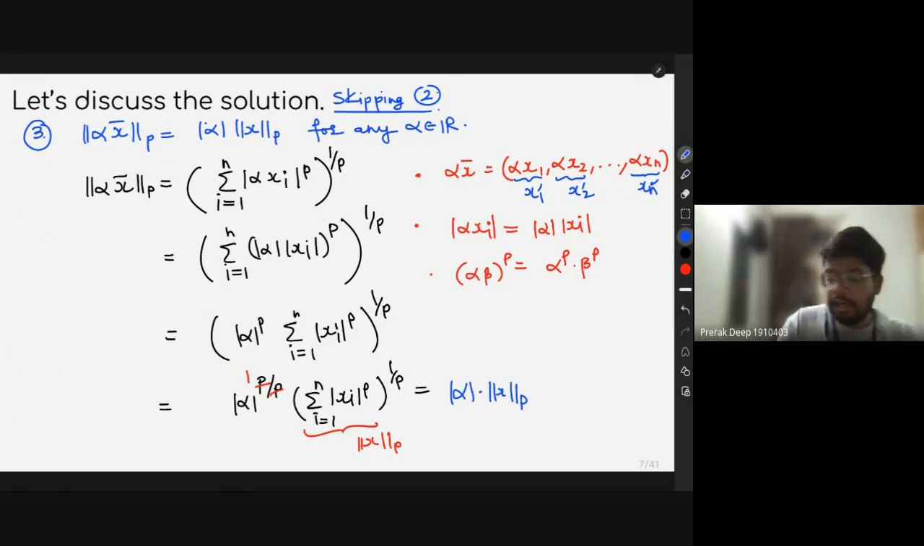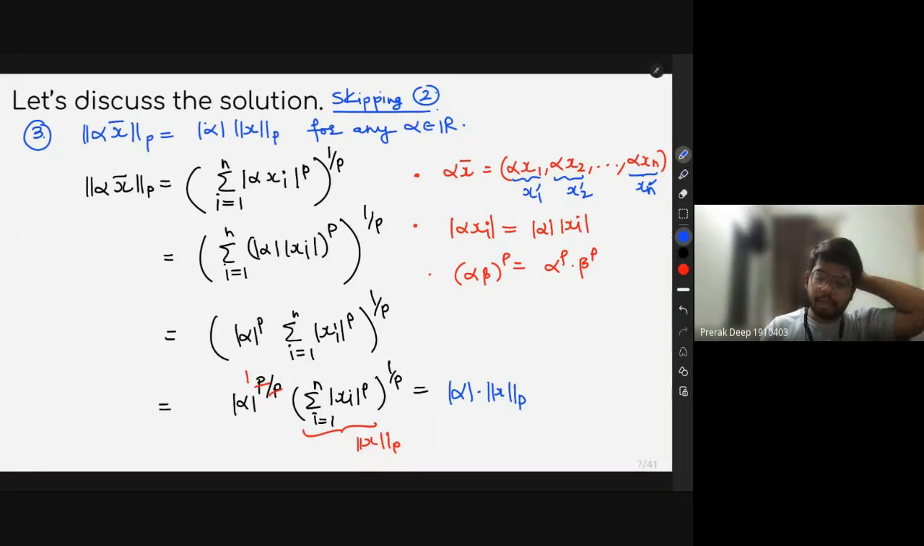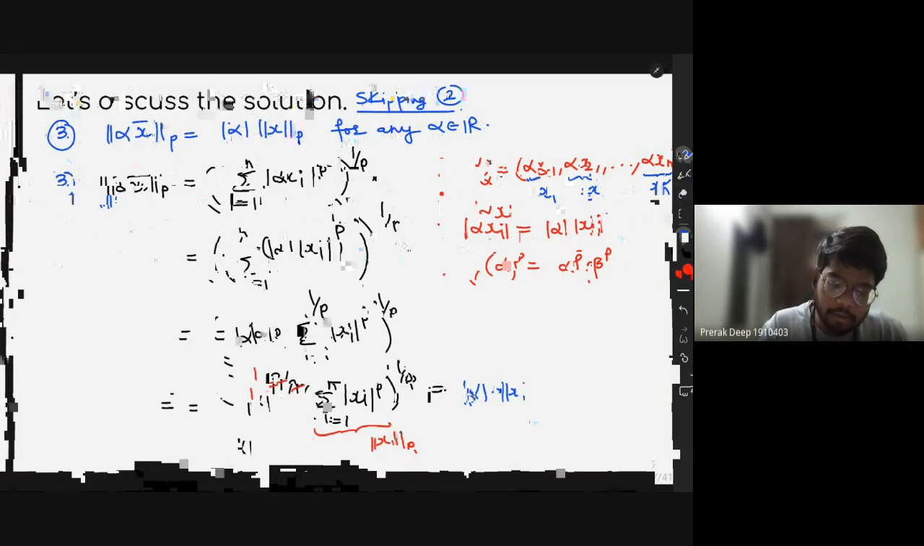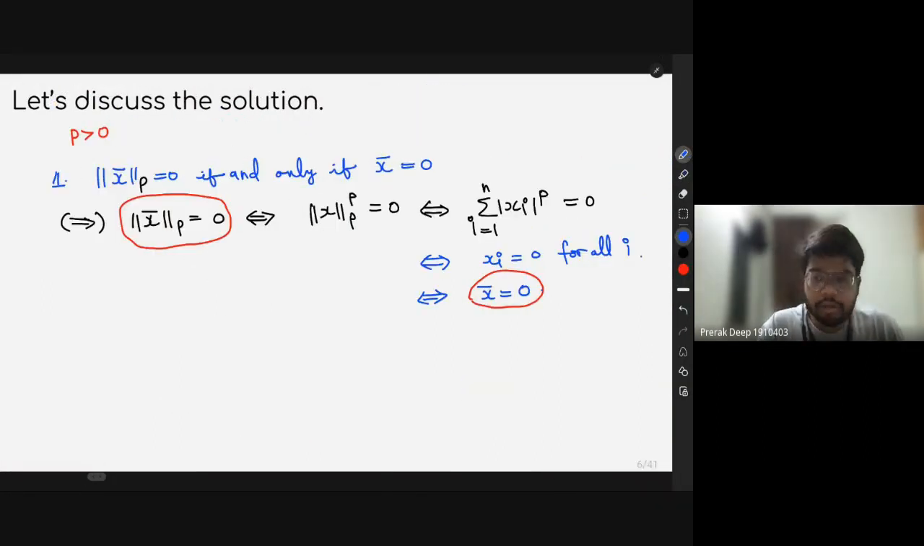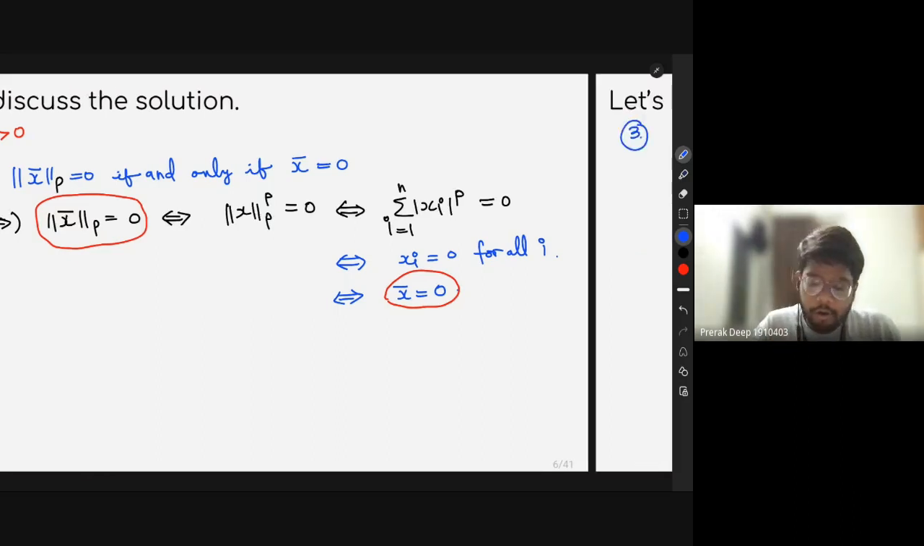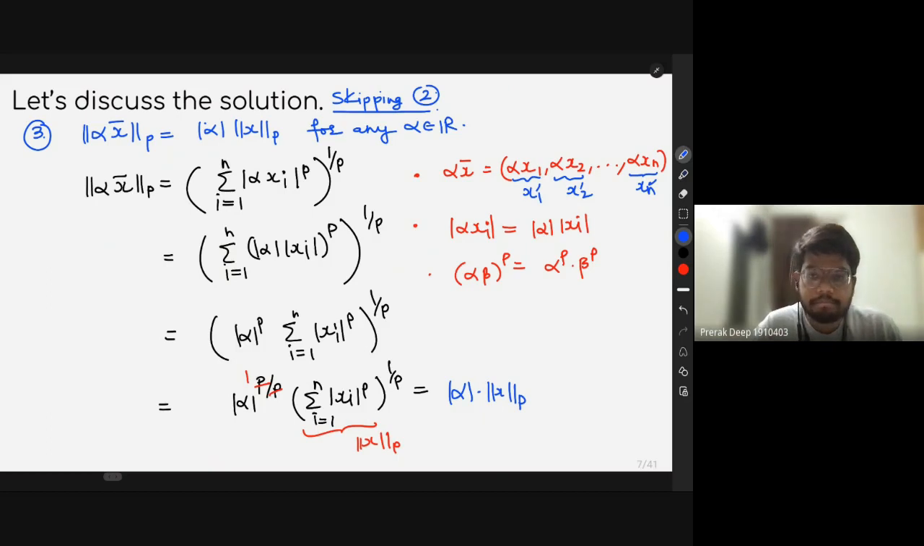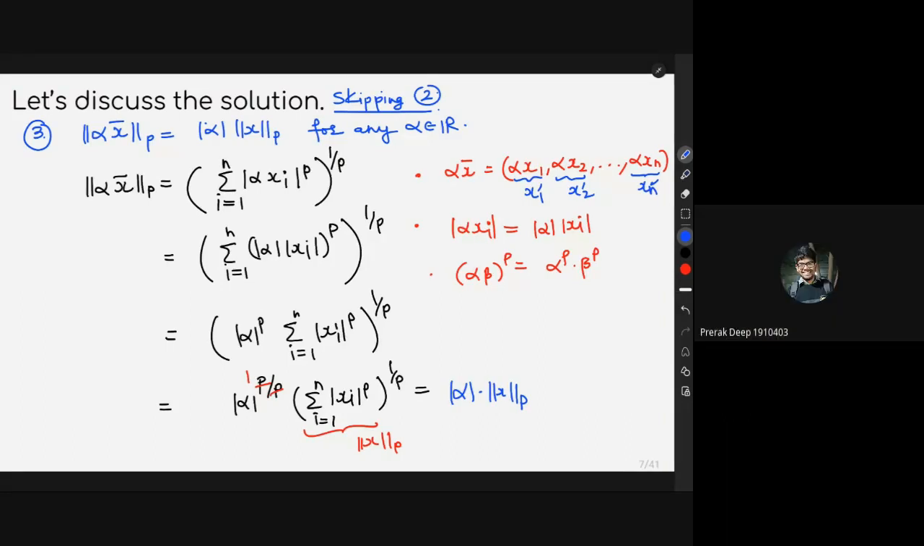And you can notice that I'm not taking any cases on p. So in both of the cases p was positive only. In order to prove this also p was positive, and in order to prove the linearity of the norm, p was positive. There was no condition on p. So when do we have a problem?